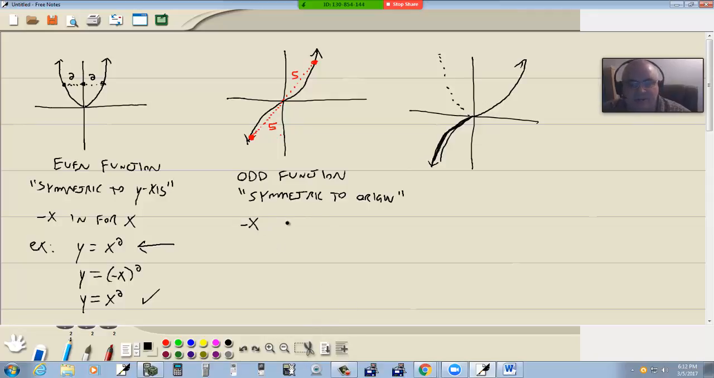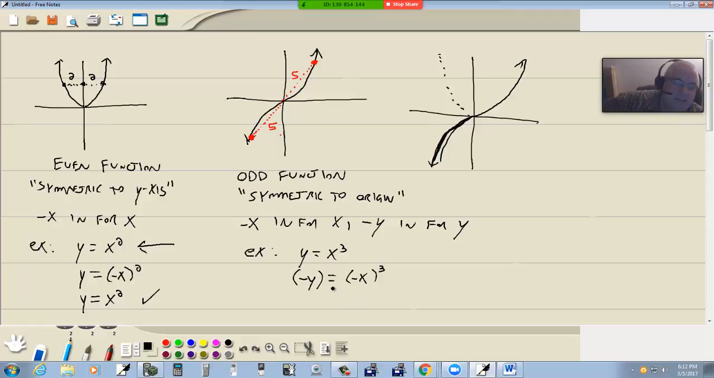Now from an algebra standpoint, how you determine it is you plug negative x in for x, and you plug negative y in for y. For example, if I start with y is equal to x to the third, everywhere I have a y, I'll put parentheses. Everywhere I have an x, I'll put parentheses. Now we're going to plug negative y in for y. So I'll put a negative y where the y was. And we'll plug negative x in for the x.